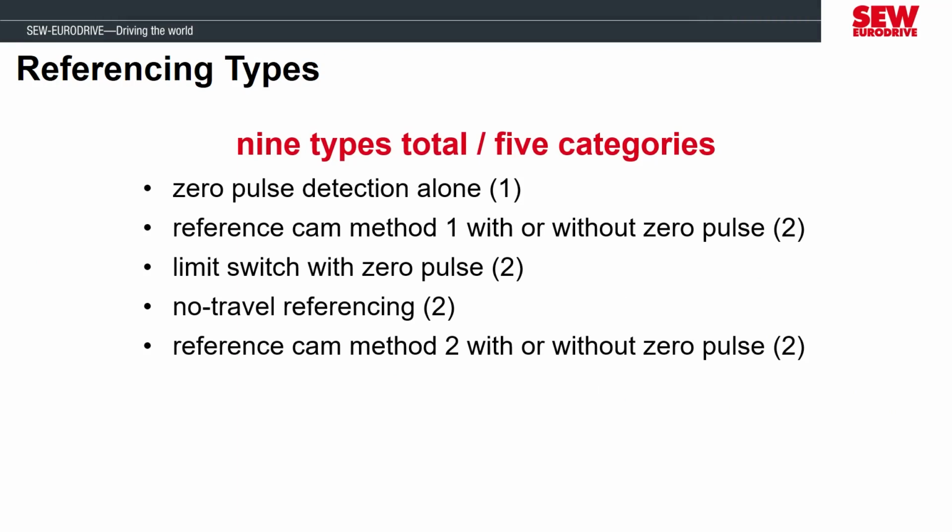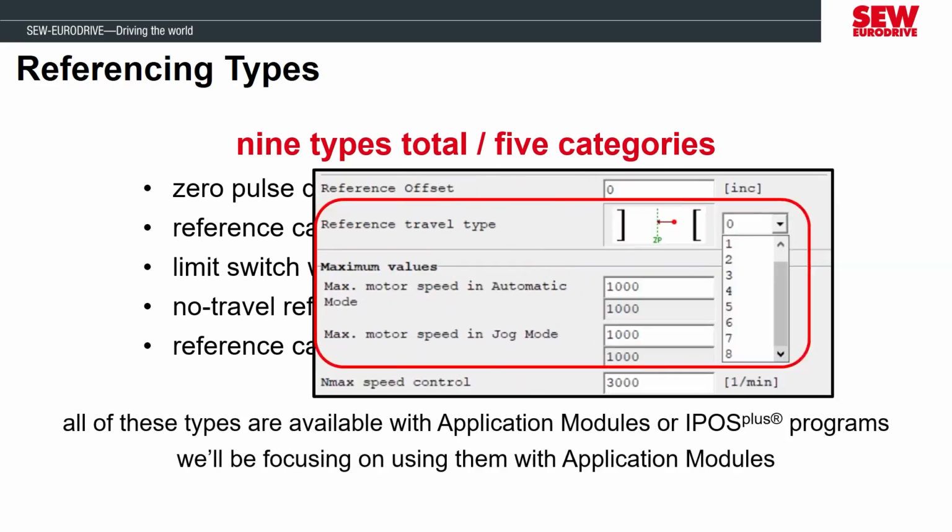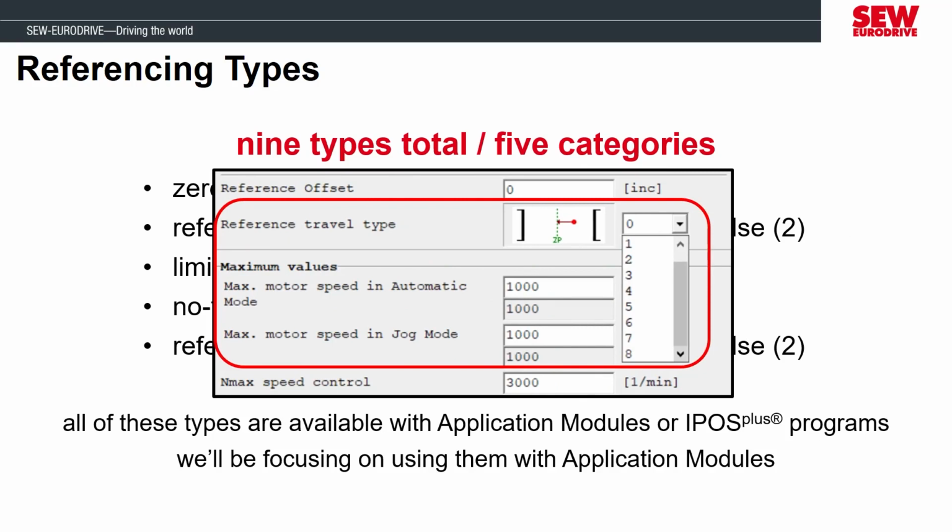Like I mentioned previously, there are 9 referencing types to choose from. With the sensor options we just went over, we can divide this into 5 categories depending on what type of sensor is being used and the type of movement the equipment will make to find the machine 0 position. The reason we should understand these types is because the application module will have a numerical selection that represents one of these 9 types. So we will summarize how each type works so we can visualize how each routine will differ.